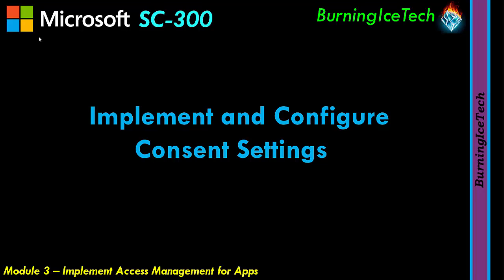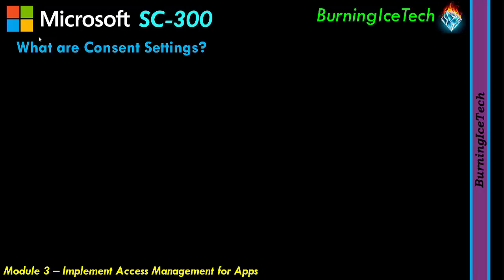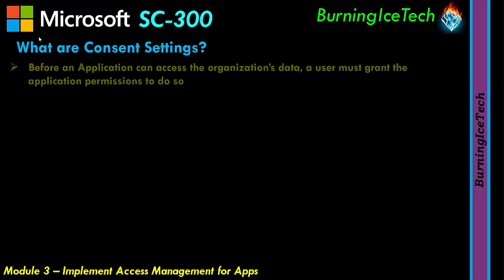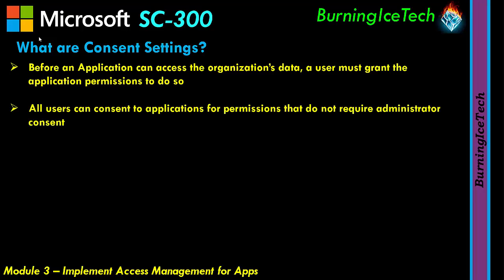Right, moving into another main section, implement and configure consent settings. All right, so what are consent settings, you ask? Well, before an application can access the organization's data, a user must grant the application permissions to actually do so. Different permissions allow different levels of access, much like you would expect. And by default, folks, all users can consent to applications for permissions that do not require administrator consent. For example, by default, a user can consent to allow an app to access their mailbox.